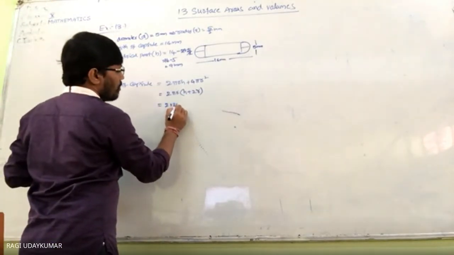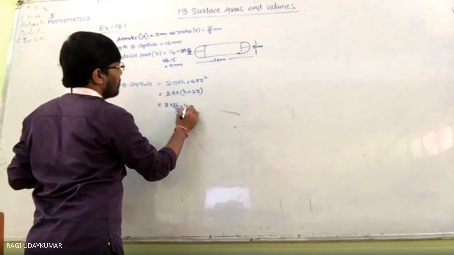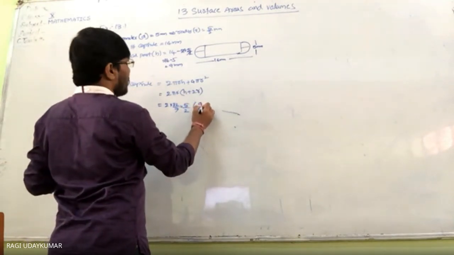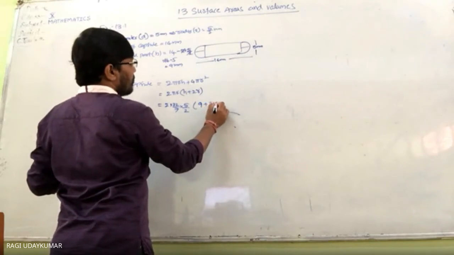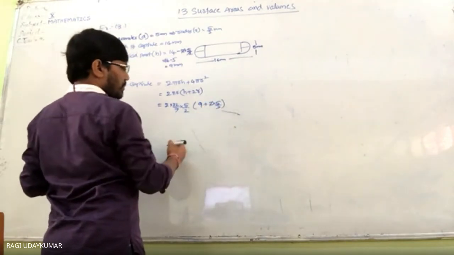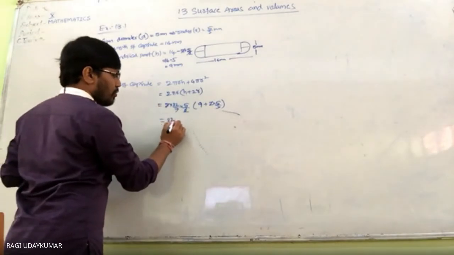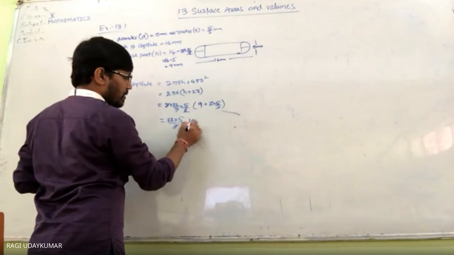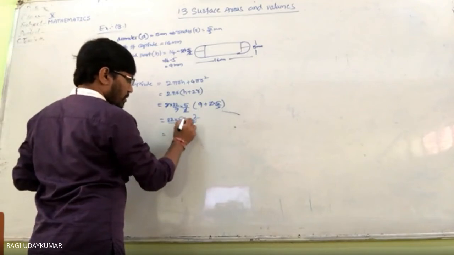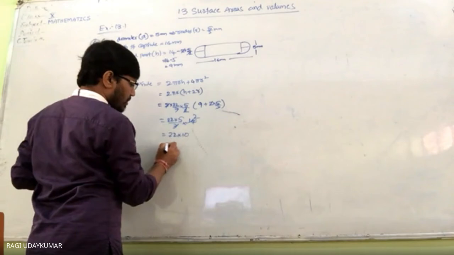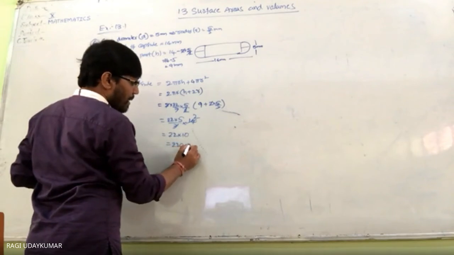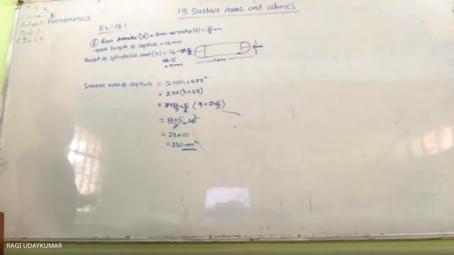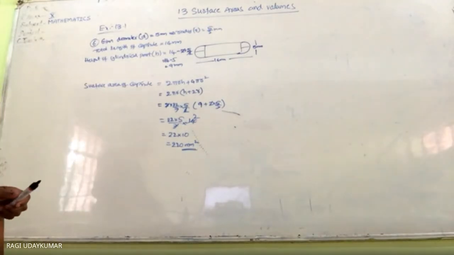2 into 22 by 7 into the radius is given to you 5 by 2, and hemisphere height is given to you 2 into 5 by 2. 2 will get cancelled. 22 into 5 plus 7 into 7 plus 5, 14. 22 into 10, which is equals to 220 millimeters square should be written. Millimeter square. Okay?